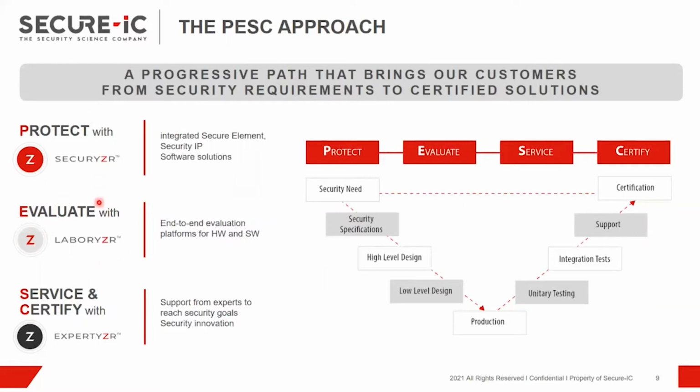The Laborizer for the evaluation part. Here we provide security evaluation tools to allow our customers to check the security level of their system. And the Expertizer for service and certify. Here it is separated into 2 parts: the support from our experts to help our customers define their security specification, and also the support to certification to allow our customers to pass their targeted certification.